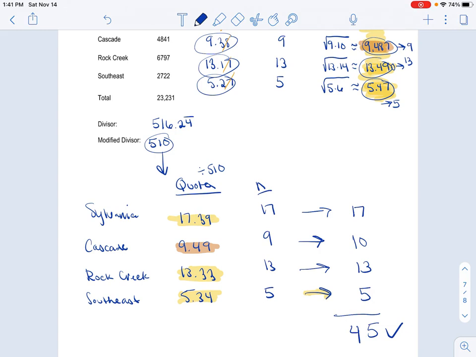And so that takes care of our last method, the Huntington-Hill method, and that is what is used today.